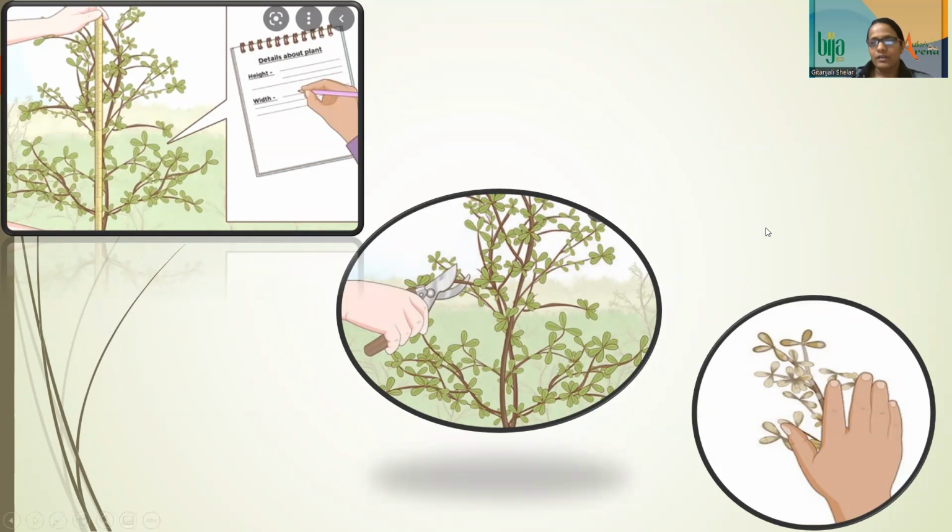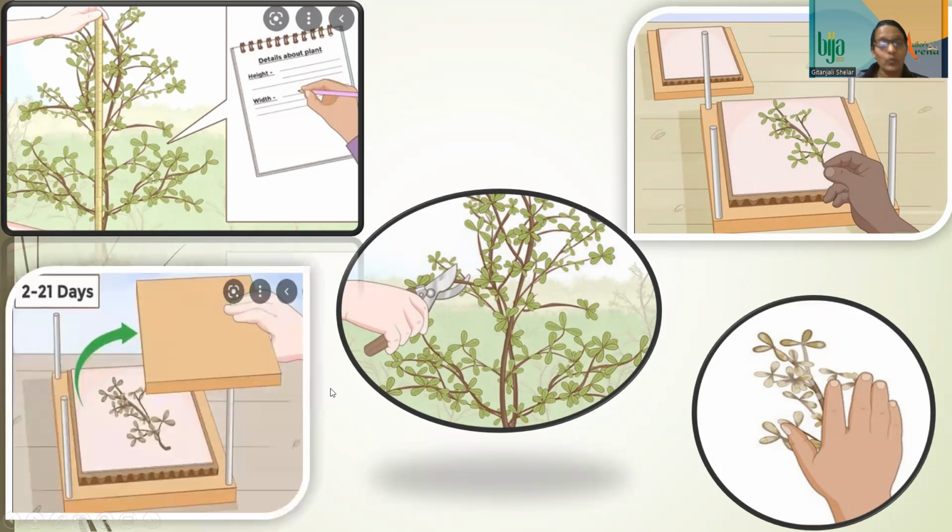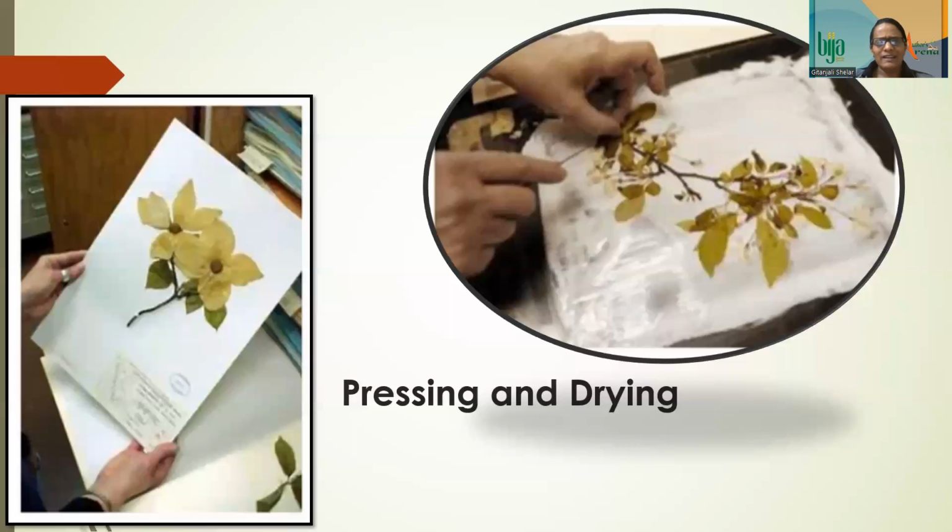Now this is the material, this is the wooden box. We have to press it in newspaper, and after 2 to 21 days of pressing, this material gets pressed. Okay, so this specimen, this healthy twig, gets completely dried after 2 to 21 days. So look at this. These are the pictures, showing how they look after the pressing.